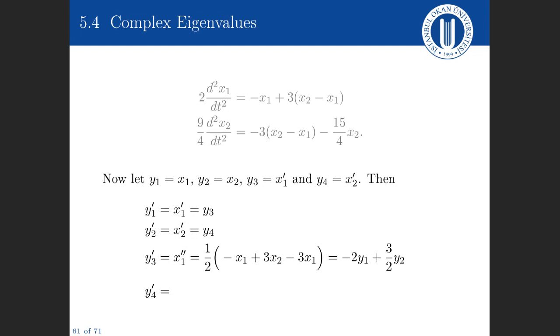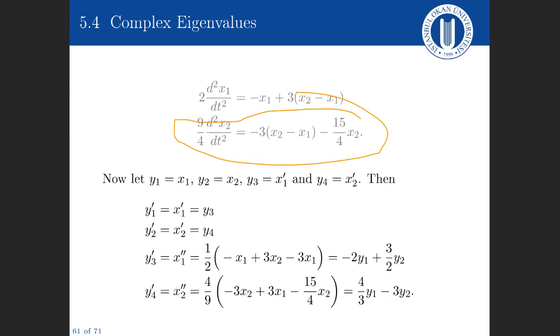Y3 prime, or x1 double prime: look at the first equation. That must be a half minus x1 plus 3x2 minus 3x1. Or in terms of y1 and y2, that's minus 2y1 plus 3 over 2 y2. And we can do the same for y4 prime. Using the second equation at the top, we can find that that must be the same as 4 over 3 y1 minus 3y2.